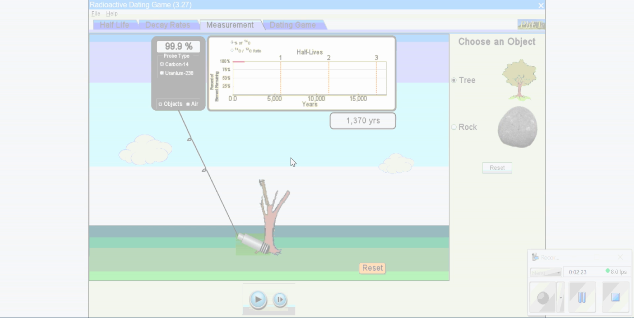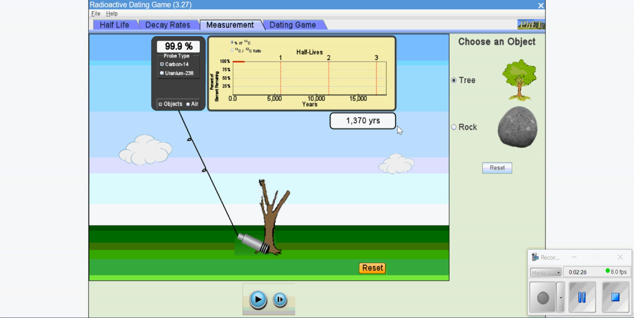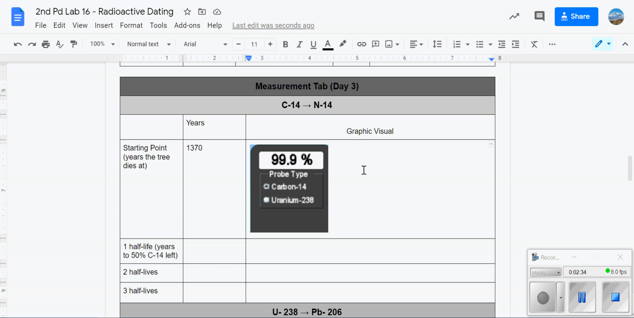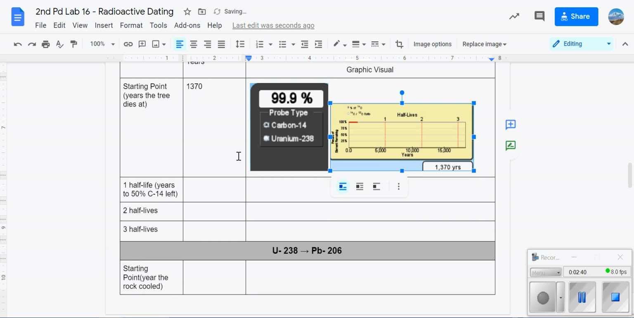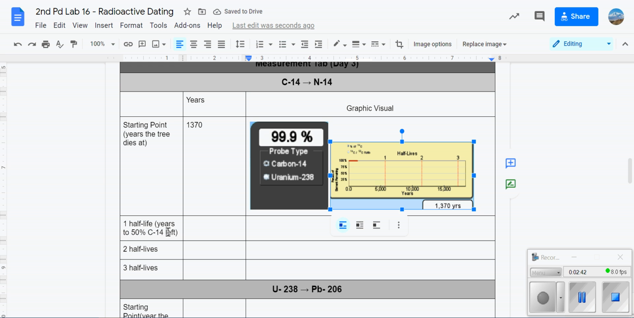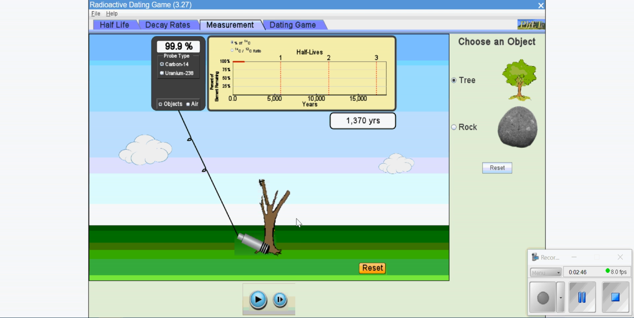But the problem is, it didn't start decaying just here. It started, like, what was it, 1,300 years later or something? So we're not going to get down to 50% until 5,700 years after the point that the organism dies. So I'm going to try to pause right on 50% as good as I can. And that would be where 1 half-life is. So it's 5,700 years after the point that the tree died.